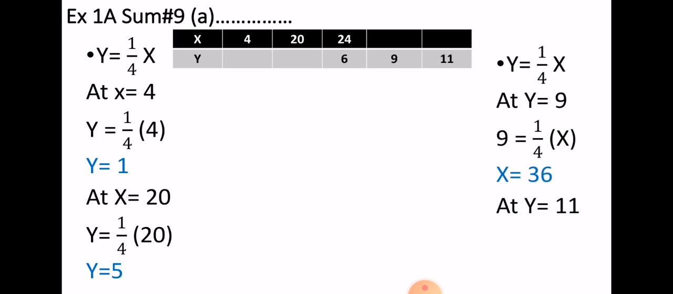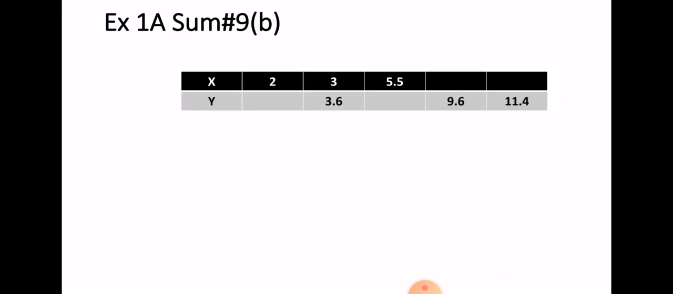So at y is equal to 11, put the value of 11 in place of y. So 11 is equal to 1 over 4x, and 4 is being divided, so it should be multiplied on the other hand side, and x is equal to 44. So you can fill these values of x and y in the given table so that your table would be complete. Now exercise 1a question number 9 b part.